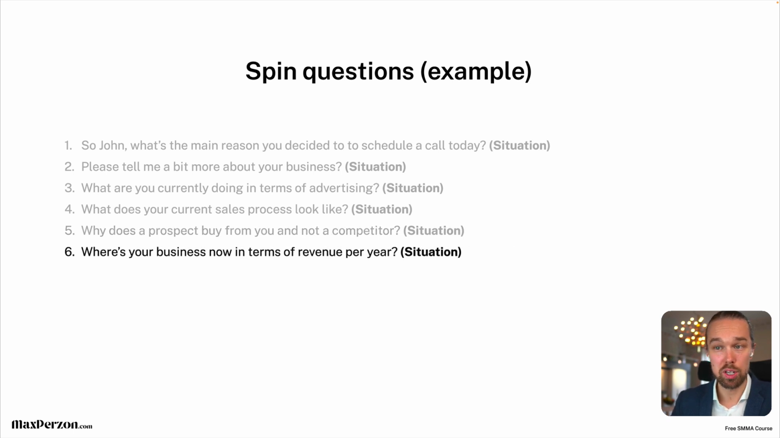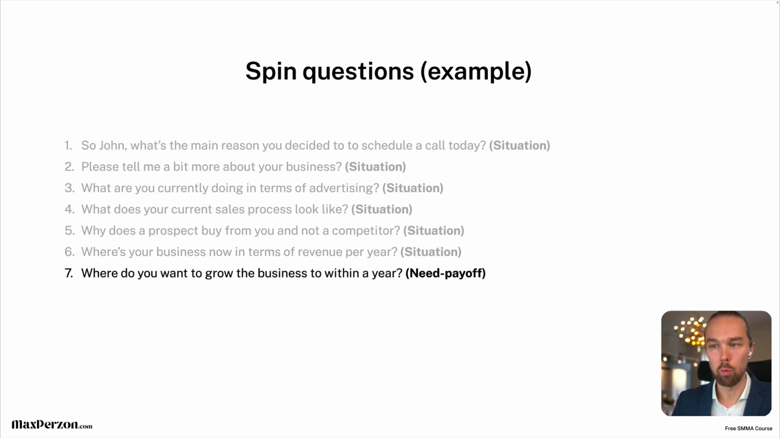And then another situation question would be, where's your business right now in terms of revenue per year? And where do you want to grow this business to within a year? That's also a situation question, but you can also do a lot of need payoff questions on this. So, where do you want to grow the business to within a year? Yeah, we want to go from $1 million to $3 million per year over the next 12 or 14 months. Okay, so tell me more about that. Why do you want to get to 3 million?